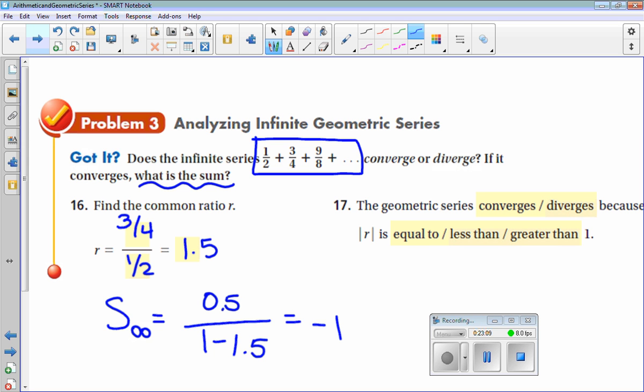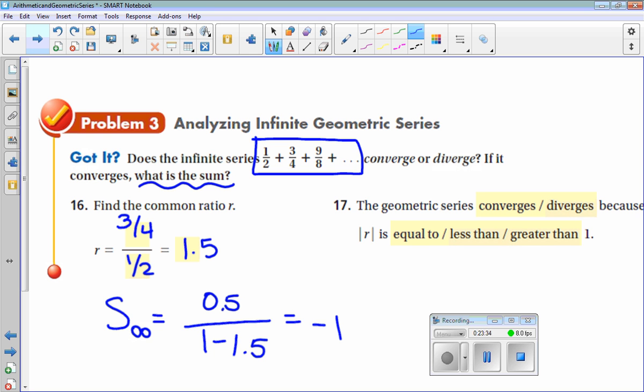I think it might diverge. Let's see. Does it diverge? You mind if I check it real quick? 9/8 plus 3/4 plus 1/2. Yeah, I don't think this is right. Can I tell you why?